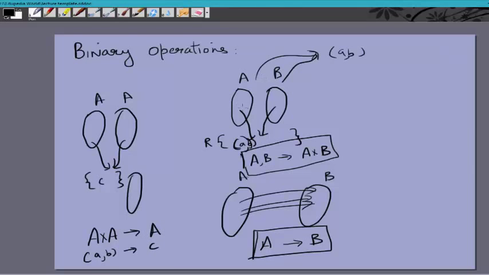So in relations, you take two numbers and you make a set of ordered pairs. In functions, you make one number go to another number. In binary operations, that's why the word binary is used, you take two numbers, one from each set, A and B, and both of them go to a third number, right? If they went to, let's say, C, D, then it would be a relation, right? But it goes to C, that means it's a binary operation.